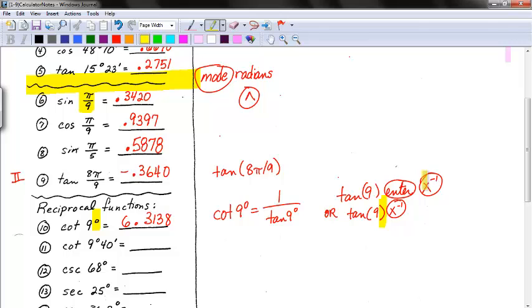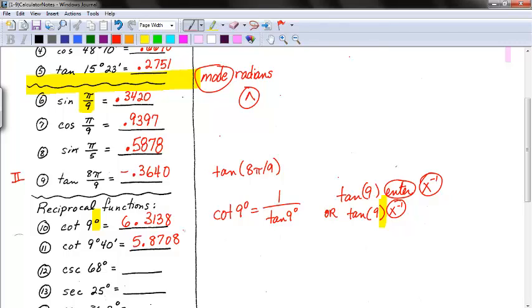Okay, let's do cotangent of 9 degrees 40 minutes. So do tangent of 9, pick up the angle, second function angle, degrees, 40 minutes, second function angle, pick up the minutes, close the parentheses. That's the critical part of this. You close the parentheses, and then the x to the negative 1. Okay, final answer should be 5.8708.